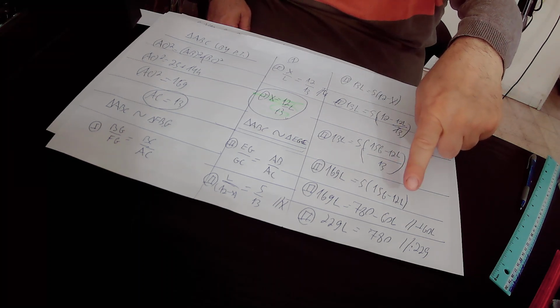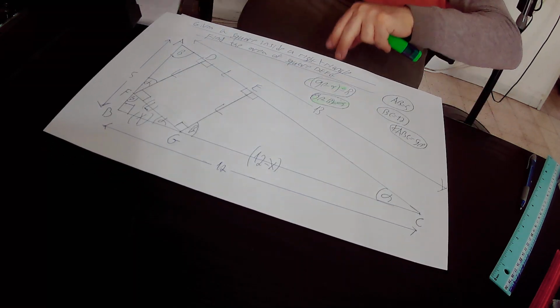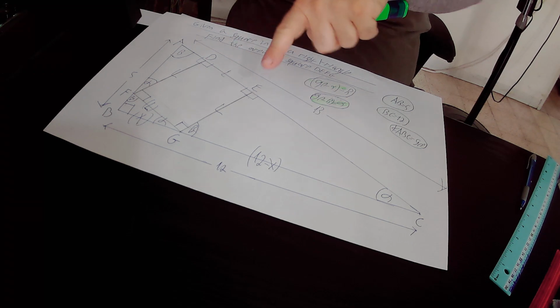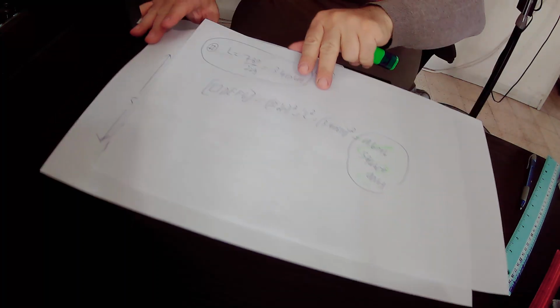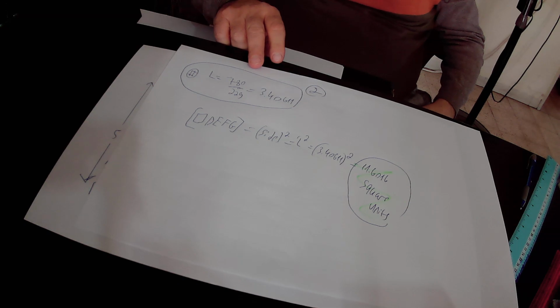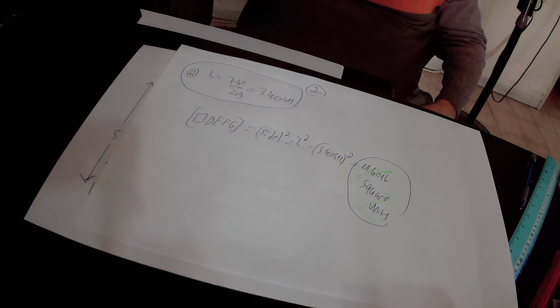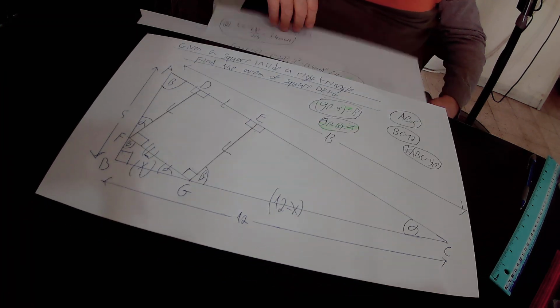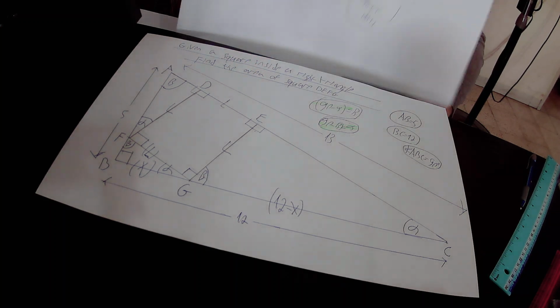Here we divided equation 2 by 229. And finally found out that L, that is the length of one side of this square DEFG, equals 780 over 229. 780 over 229 is 3.40611 units. So the length of one side of this square, the length L, is equal to 3.40611 units. And what is the area of any square?